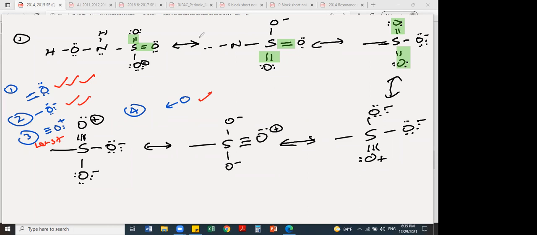Understood? Any question? Now how many structures did you draw? 1, 2, 3, 4, 5, 6. Done. How many structures are they asking us to draw? 6 or 7? 6, no? Yeah, draw 6 resonance structures for this ion. Is that clear now? You can draw many.